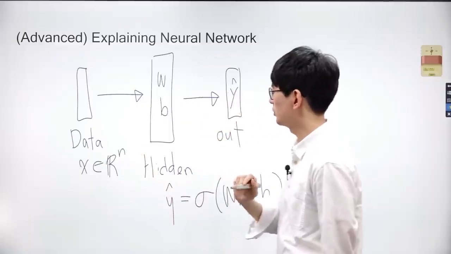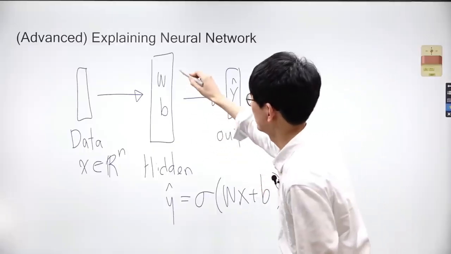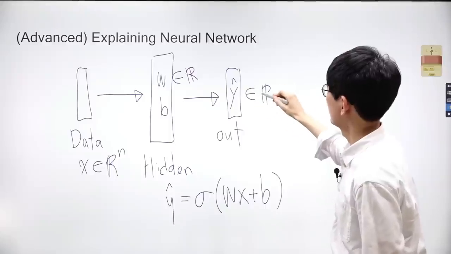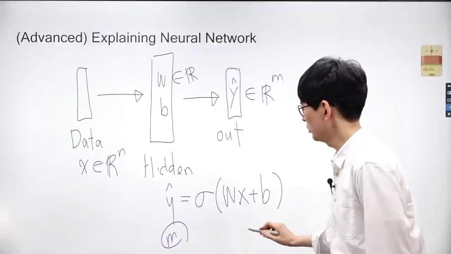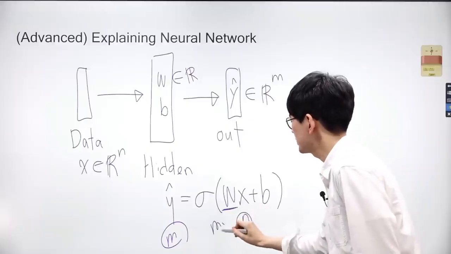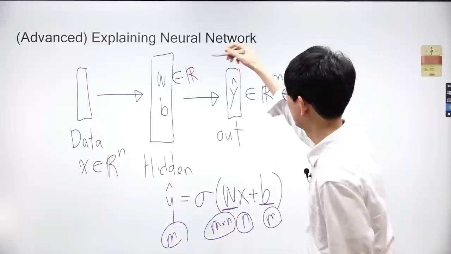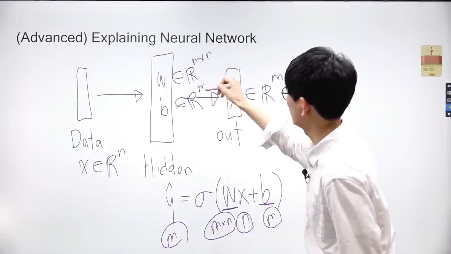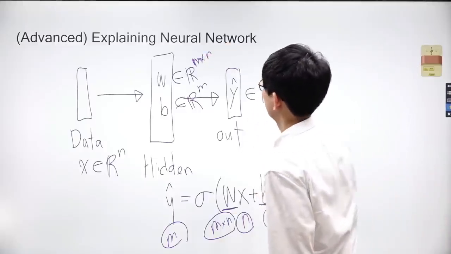Let's say the data X is a vector in Rn. The weights and bias in the hidden layer also have their own dimensions. Consider that the weights take the form of a matrix. Suppose the output Y hat is a vector in Rm. Since the dimensions of Y hat and X are m and n respectively, the weights W must be an m by n matrix, and the bias must be a vector in Rm. To clarify, W is an m by n matrix, and B is a vector in Rm.